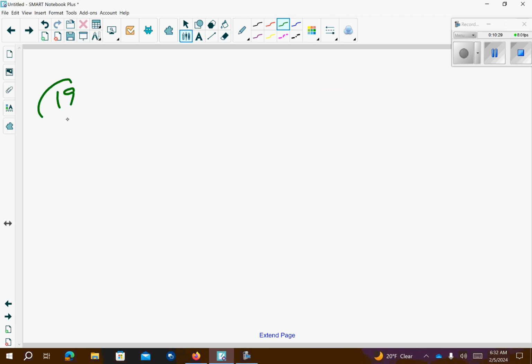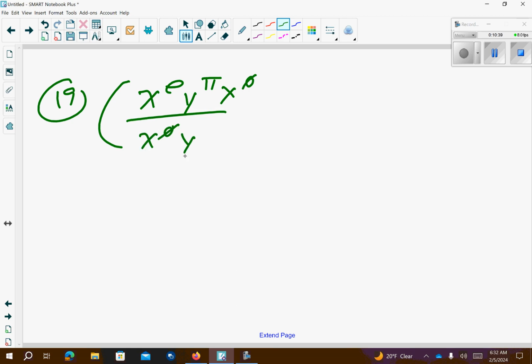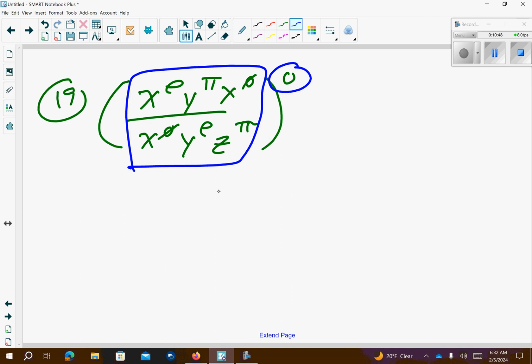Number 19, classic problem. You'll see this on a quiz, so make sure you keep an eye on this. Okay, there might be things that you might think cancel out, but this whole quantity is raised to the 0 power, so the answer is 1. So these are all symbols we've probably never seen before in math, but because it's raised to the 0, that's what takes place.